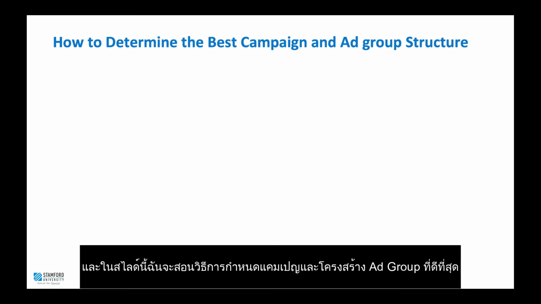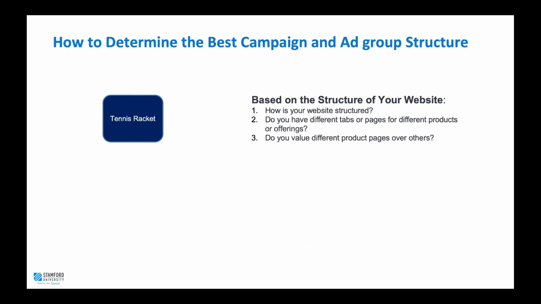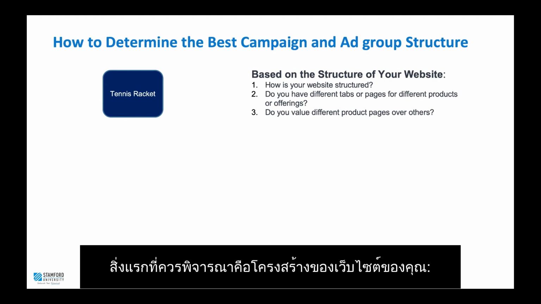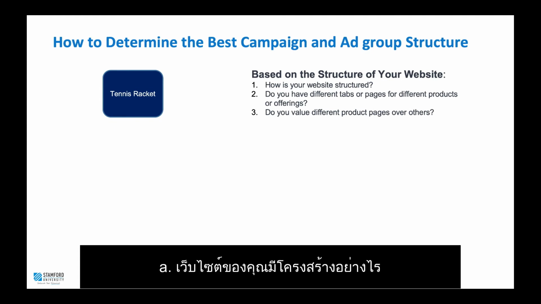All right. Now let's go into how to determine the best campaign and ad group structure. These are the tips I want to give you. The first thing you need to look at is the structure of your website. In trying to figure out how to set this up, look at how your website's structured.